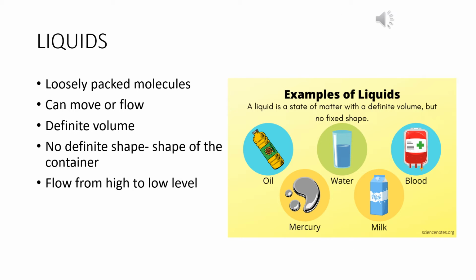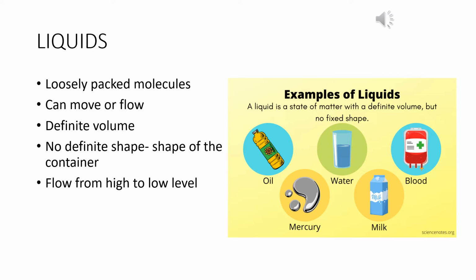On the other hand, if we look at the molecules of liquids, they are loosely packed. That is, they have a little bit of space in between the molecules. They are not so closely packed like the molecules of solids. And obviously, as we can see with water, it can move or flow from one place to another. If we pour a mug of water on the floor, it will go from the upper to the lower side of the floor. It also has a definite volume.